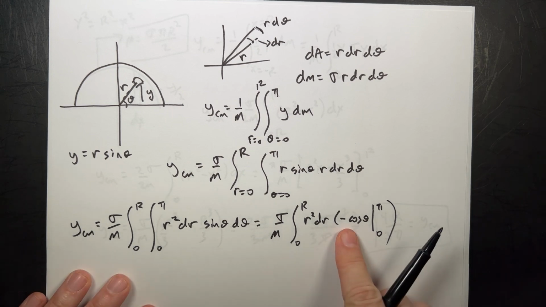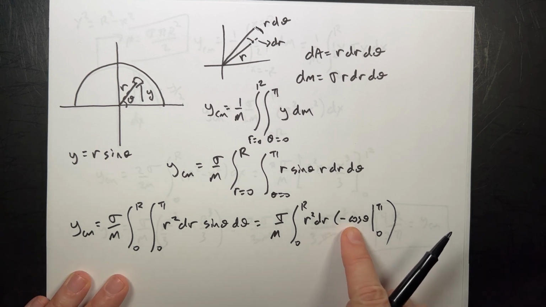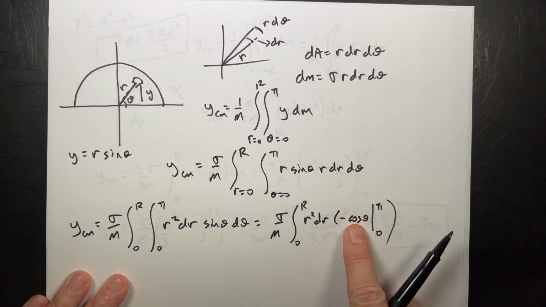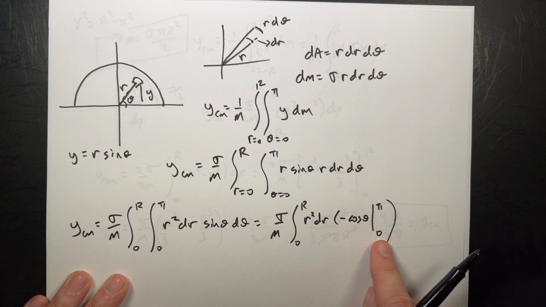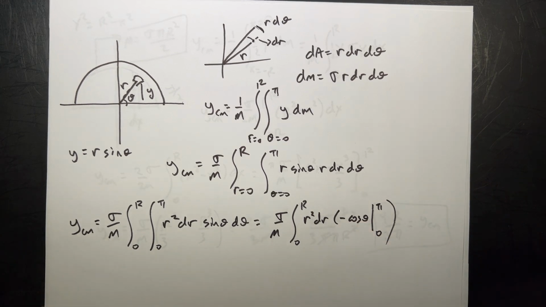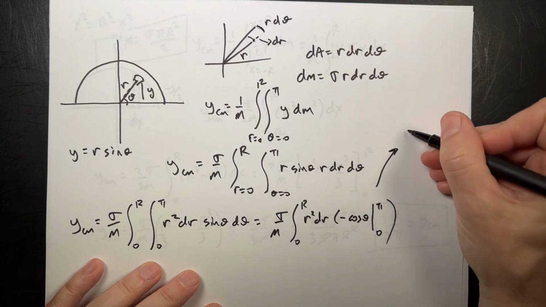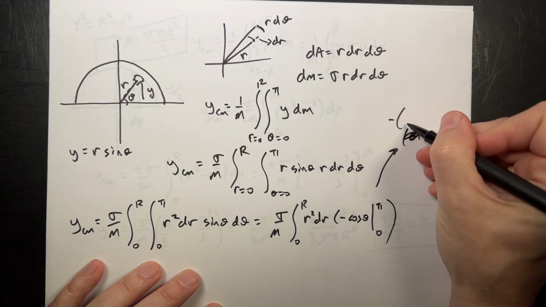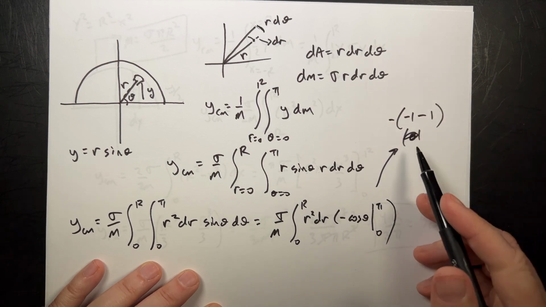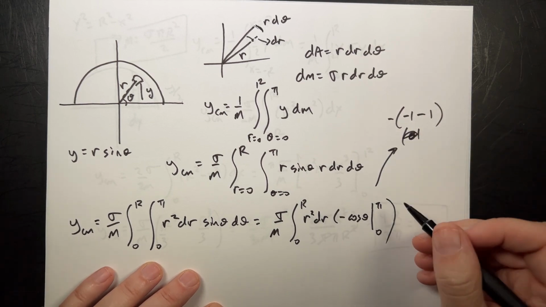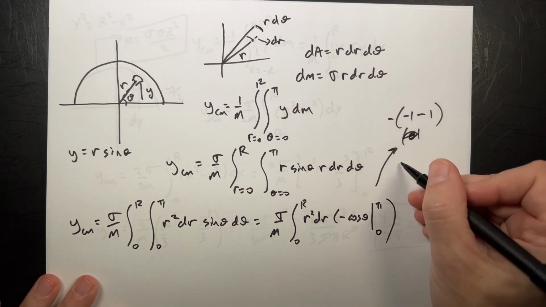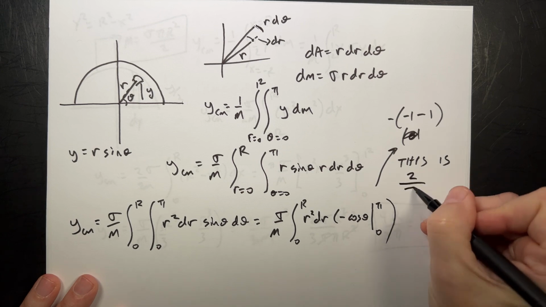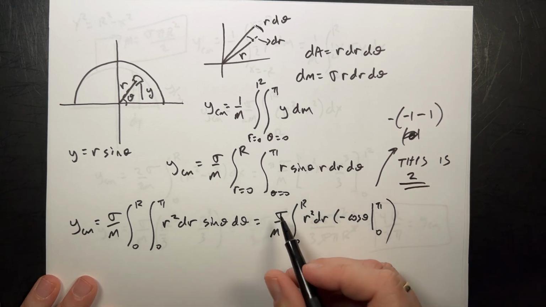If I put this in, cosine of pi is negative 1, and cosine of 0 is 1. So I get negative 1 minus negative... parentheses, I'm going to write that out. This is going to be negative 1. No, it's going to be negative 1 minus 1, so it's going to be 2. That one's tough. This is 2. I made this mistake before. Okay, so that's 2, and we can bring that out front.